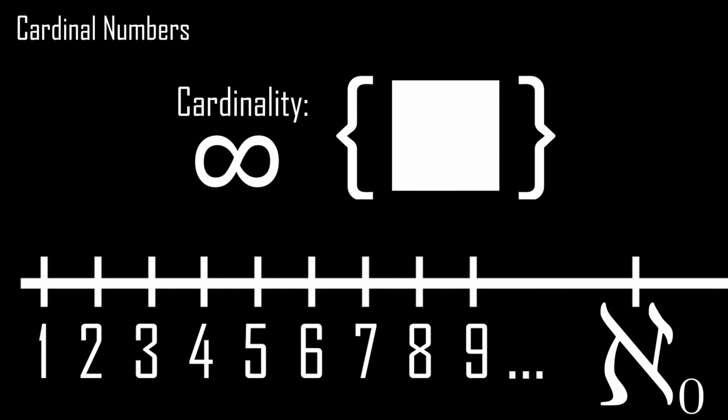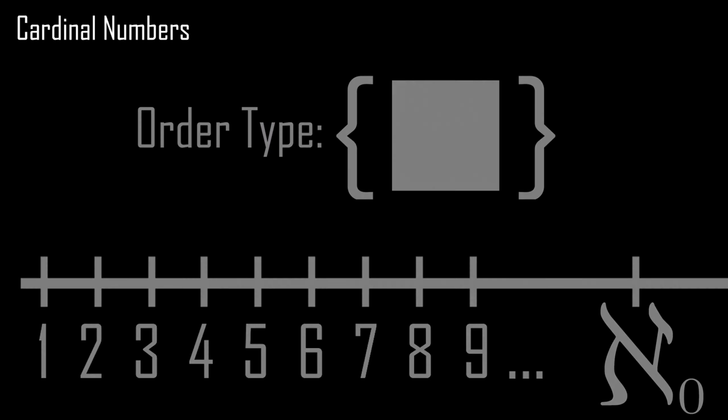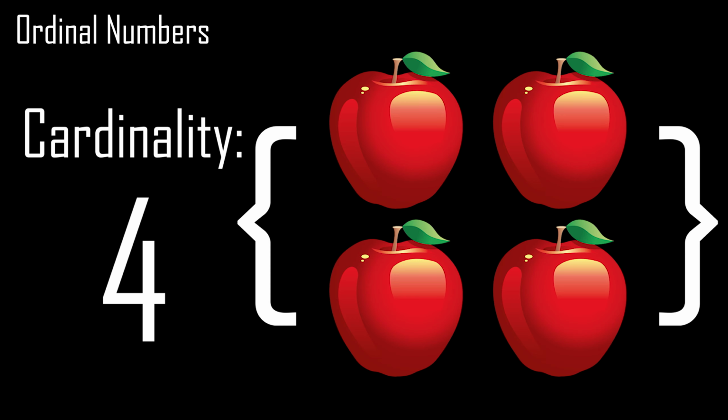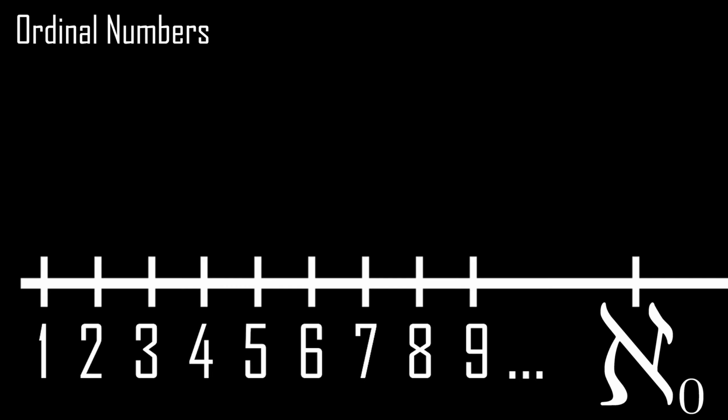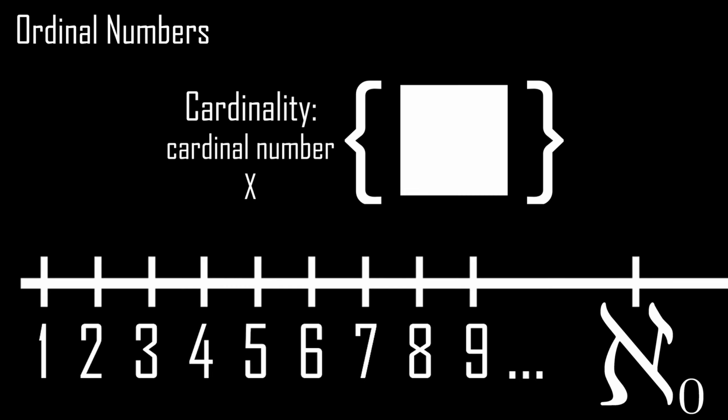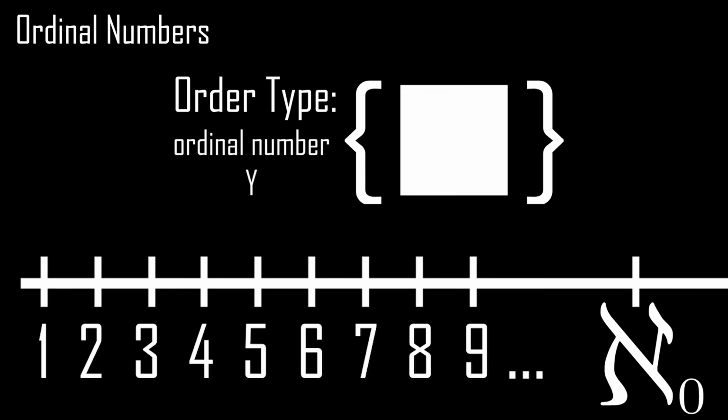To count past aleph null, we must not look at the cardinality of the set, but instead the order type, using ordinal numbers. Ordinal numbers do not describe the number of objects in a set, but rather how they are arranged. The order type of a set is the first number that comes after the cardinality of a set. Every cardinal before aleph null is also considered an ordinal number, and every well-ordered set that can be created will describe a new ordinal number, since being well-ordered requires an order type.